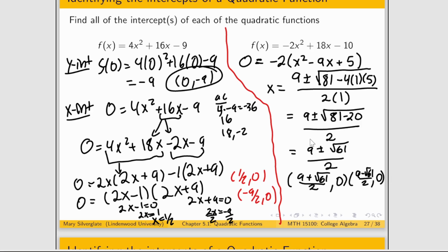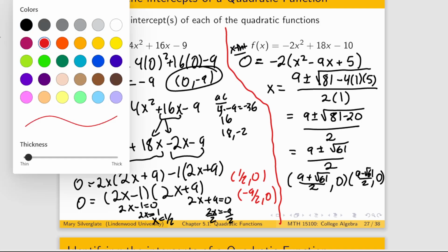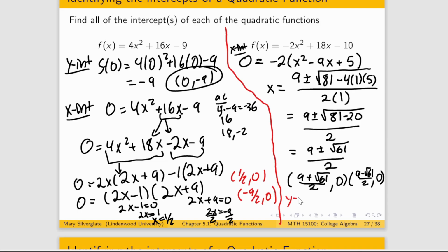Now for the y-intercepts, that's going to feel like a lot less work after that process, because for the y-intercept, you plug in 0 for x, so -2 times 0 squared plus 18 times 0 minus 10. What are we just left with? -10, so the y-intercept is at (0, -10).